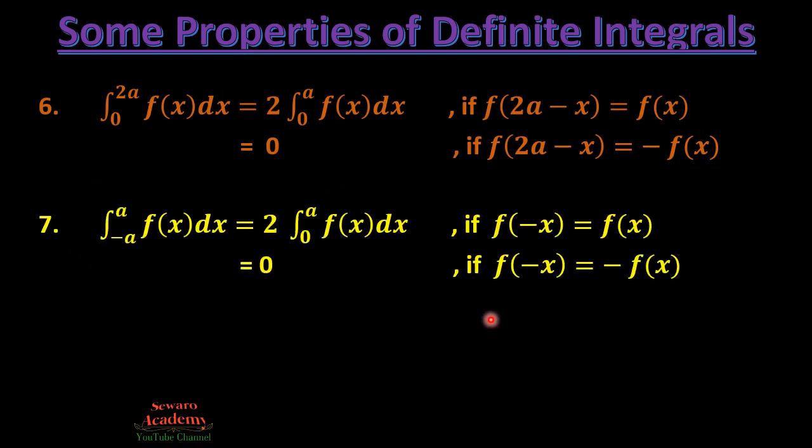Now this is our seventh property. In the function, replacing x by minus x, if the function remains as it is, then we can use this property. And replacing x by minus x in the function, if it becomes minus f(x), then the integration will directly be 0. So using this property, we don't have to integrate. Ultimately, the answer will be 0. These sixth and seventh properties are very useful in evaluating definite integrals.